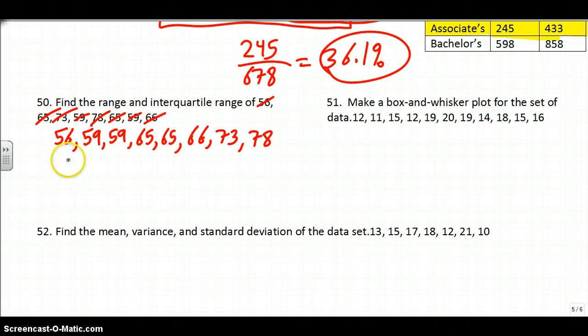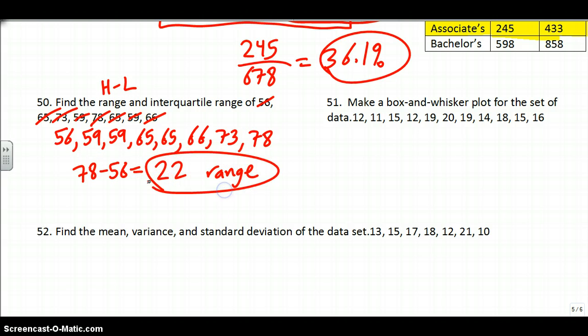The range is just high minus low. High minus low. So 78 minus 56. So you get 22. That's your range. Okay, your range is 22. 78 minus 56. Interquartile range, we actually have to find the quartiles, right? The first quartile you have to find is the median, which is the very middle number. And you can see it's actually going to be between 65 and 65 because we have an even number of data. Well, what's between 65 and 65? That's 65. That's Q2.